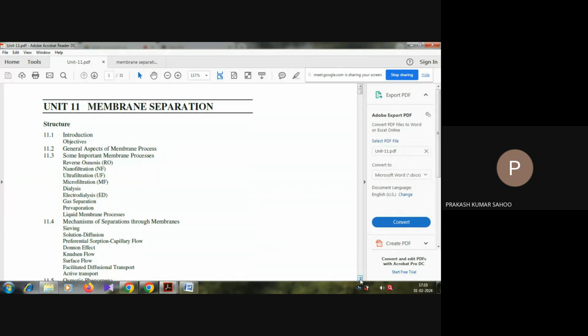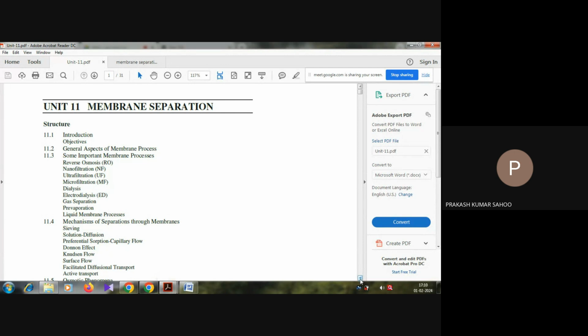This is just like using a cloth for the filtration of water. That cloth is treated as the membrane or the barrier, which separates different particles or impurities from water, and we will get pure water. That is a traditional way of filtration.